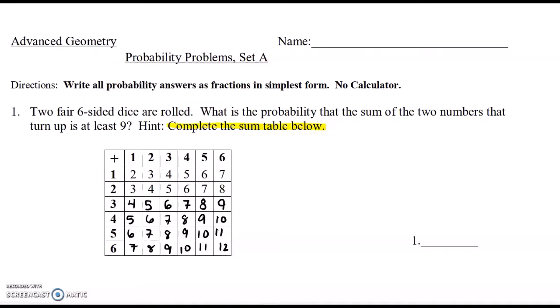And now we're asked to count those up. So if I have 6, 6, 6, 6, 6, 6, 6 times 6 is 36 possible outcomes. So my probability so far is 36 possible outcomes. And remember, we're looking for the winners over the total possible.